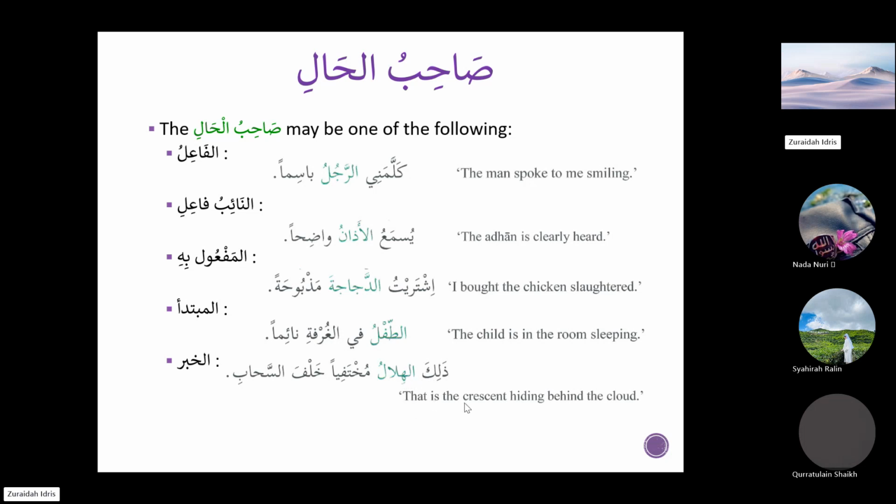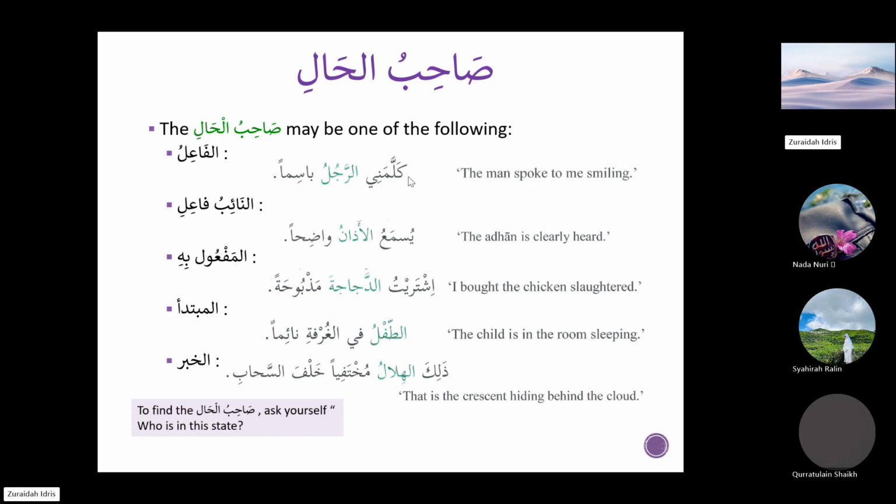Al-hilalu is the crescent hiding behind the cloud. So how do you know it's a sahibul hal? The first thing you need to ask yourself is this question: who is in this state?